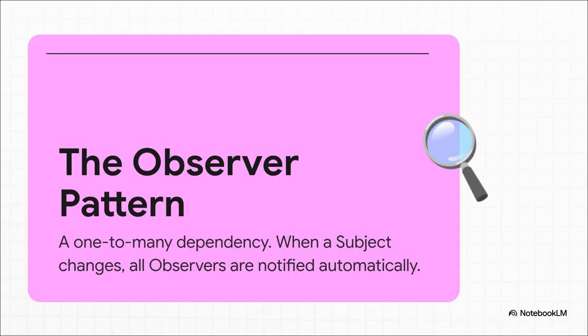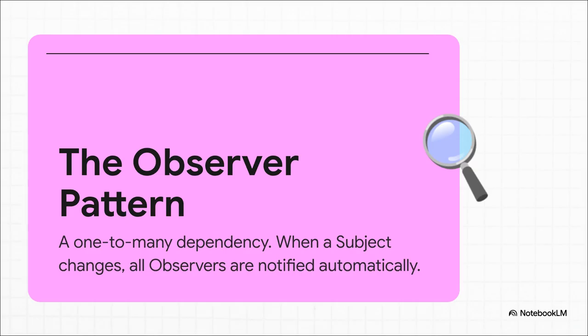The observer pattern totally solves this with a simple subscription model. You have one main object, let's call it the publisher, that holds some important state. Then, other objects, the subscribers, can just register their interest in that state. Now, whenever the publisher changes, it automatically notifies all its subscribers. No more manual updates. This is the fundamental idea behind pretty much all modern reactive programming and the frameworks we use every day.